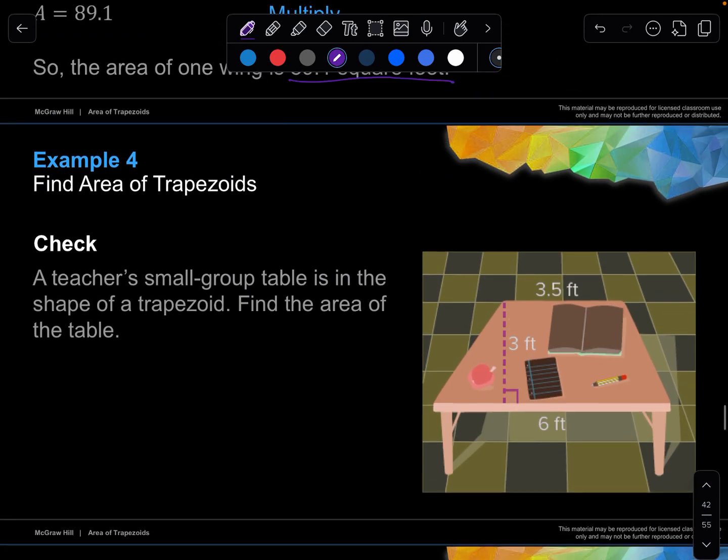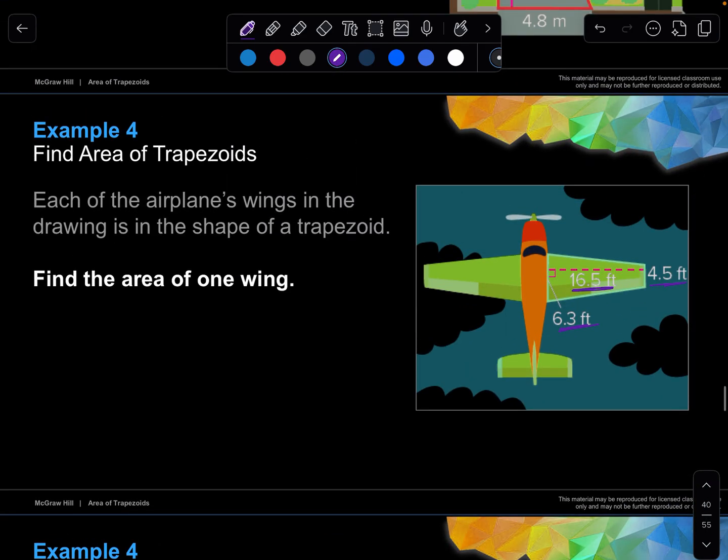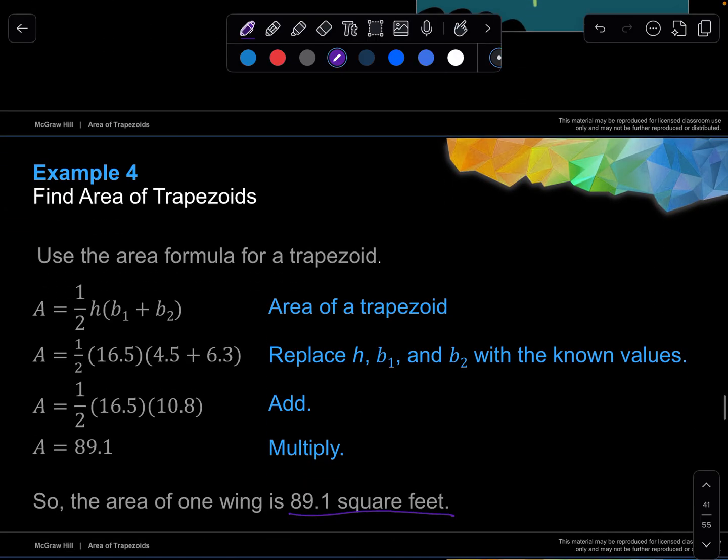Actually, let's go back to this problem for a moment. I want you to think about this. We found the area was 89.1 square feet. What if you wanted to make a model that is 1/50th of the actual size of the plane? What would you do? Think about this, and maybe we'll talk about this in class.